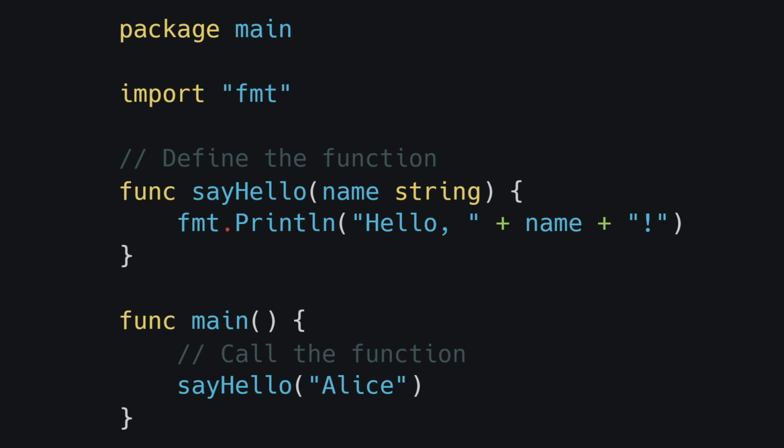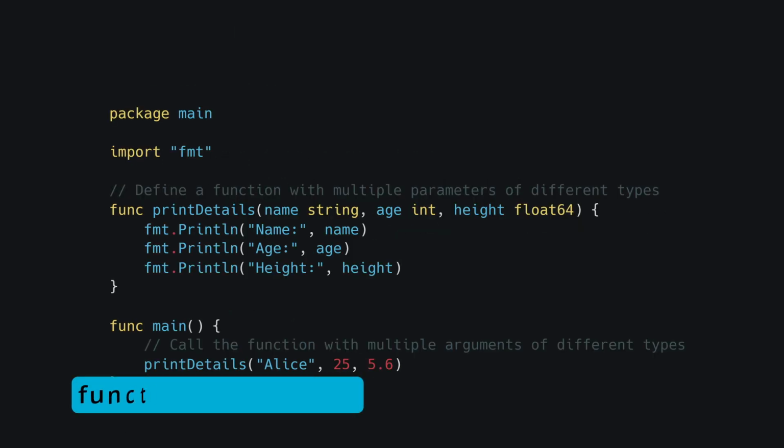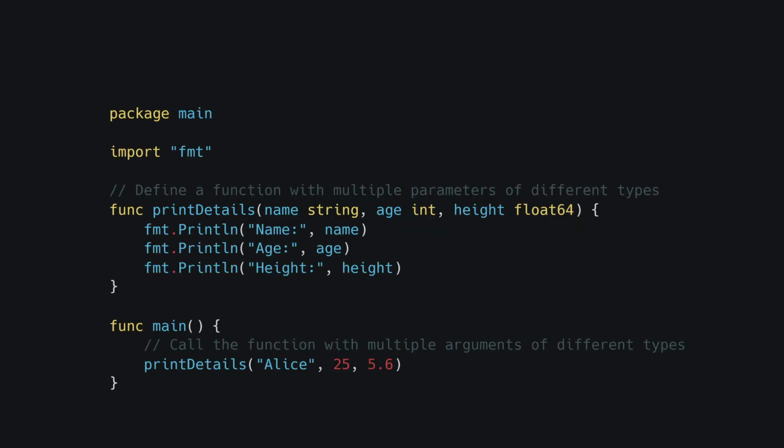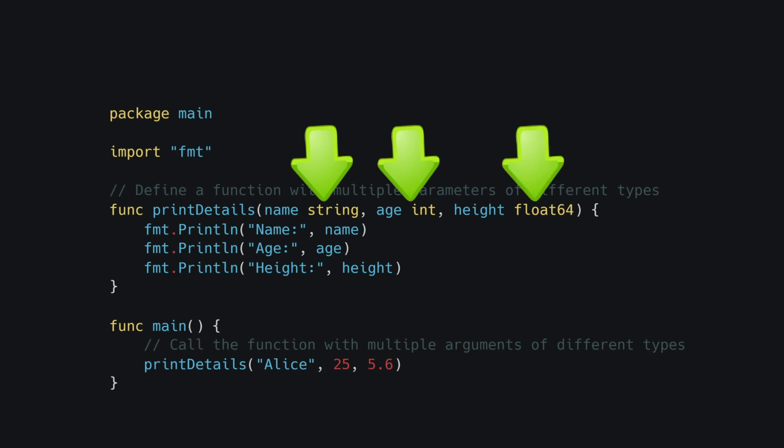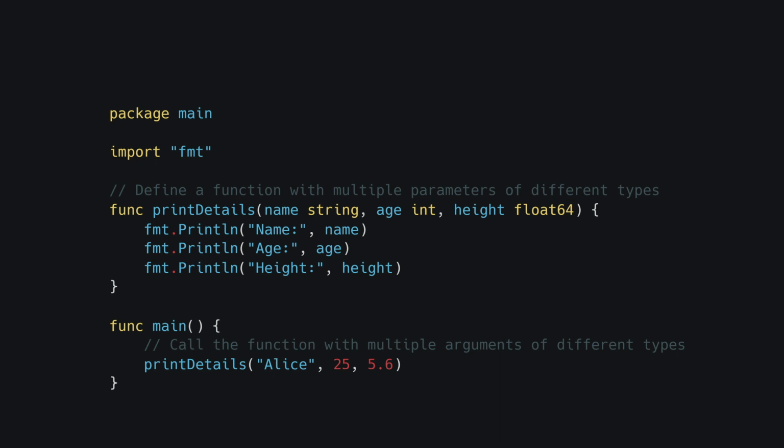Think of function parameters like giving ingredients to a recipe. When you cook, you need certain ingredients to make a dish. Similarly, when a function needs some information to do its job, we give it those details using parameters. In this example, the printDetails function takes three parameters of different types: a string, name, an integer, age, and a floating point number, height. When you call the function in the main function, you provide arguments that match the types and order of the parameters. Remember, the key is to ensure that the order and types of the arguments you pass match the order and types of the parameters in the function definition.